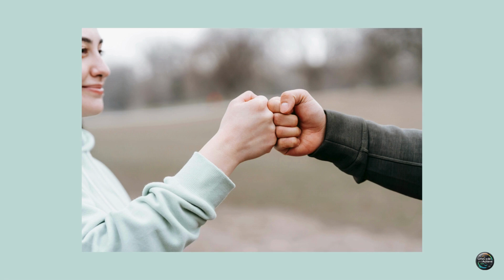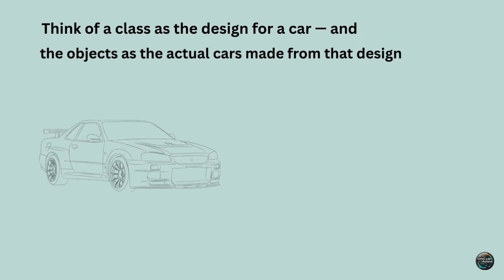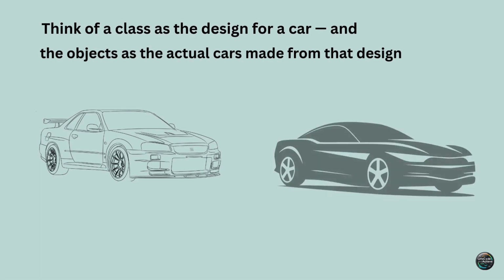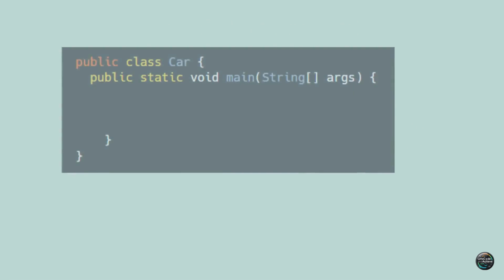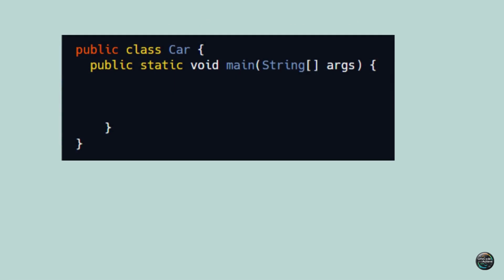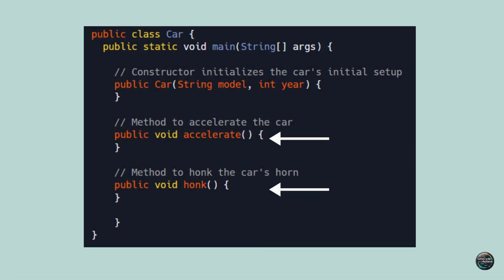understanding. Before we dive into methods and constructors, here is a quick refresher. A class is like a blueprint for an object. Think of a class as the design for a car and the objects as the actual cars made from that design. Now, what gives that car its initial setup and what lets it do things like accelerate or honk? That's where constructors and methods come in.